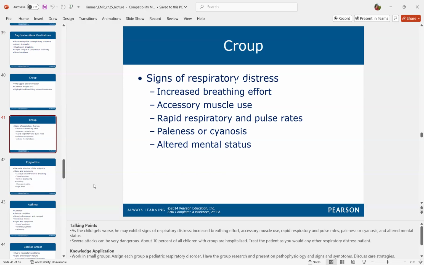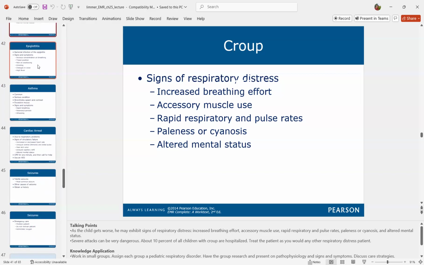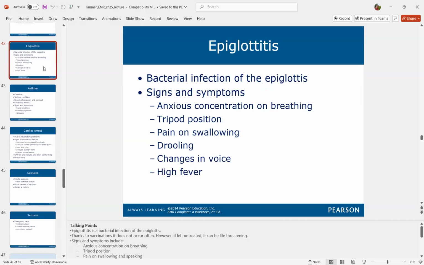So severe attacks can be dangerous. About 10% of all children with croup sometimes are hospitalized. So we do want to treat this as respiratory distress in our patients that have croup. So again, that seal bark, high-pitched barking cough or hoarseness is part of this one.